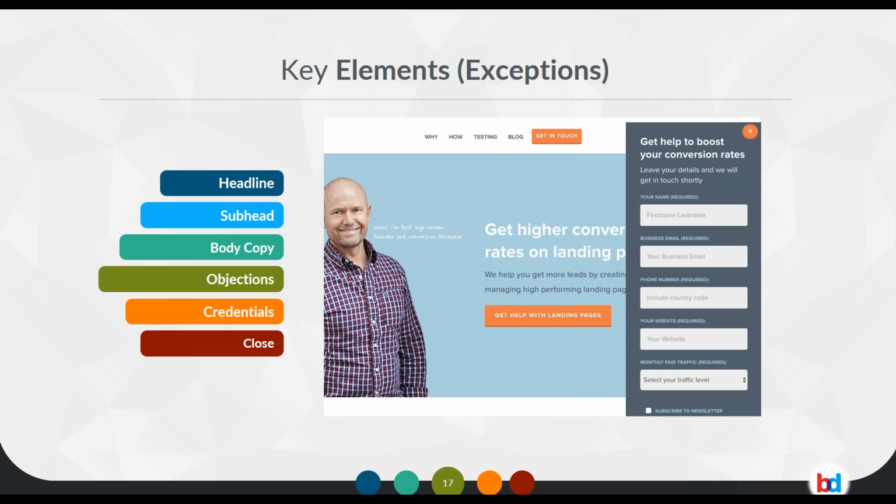But for your landing page, it's going to have those 6 elements, okay? The headline, the subhead, the body copy, the objections, credentials, and the close. And of what we're going to talk about today, the 3 most important are headline, body copy, and close. In order, it would be headline, close, and body copy, okay, in terms of importance. To understand why these pages work, I think we have to understand purchasing behavior, okay?